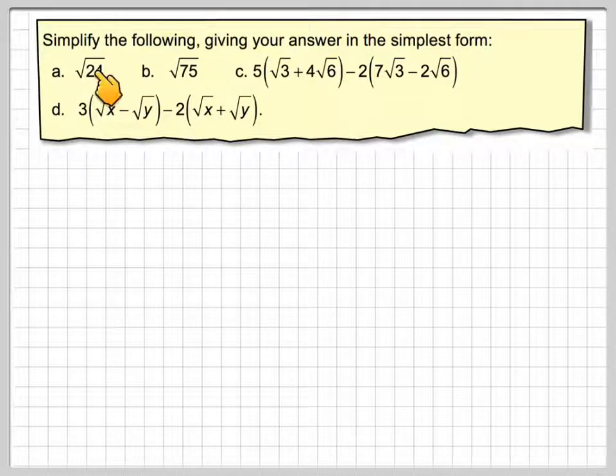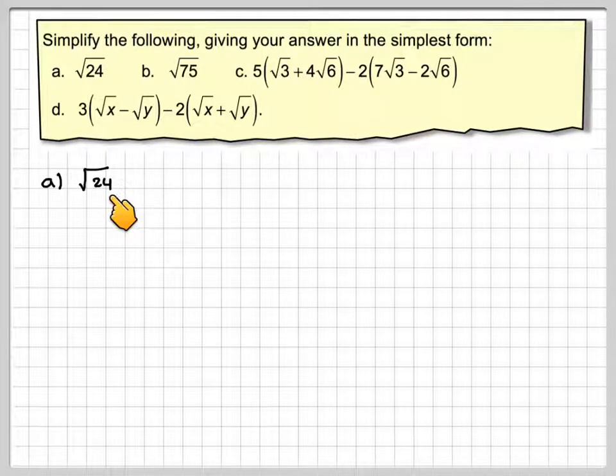Now, surds can also be things like cube roots, but we're only going to deal with square roots in this case. So it says, simplify the following, giving your answer in the simplest form. The square root of 24, the square root of 75, 5 root 3 plus 4 root 6 minus 2 times (7 root 3 minus 2 root 6), and then 3 brackets root x minus root y minus 2 brackets root x plus root y. Okay, let's deal with each of these cases now.